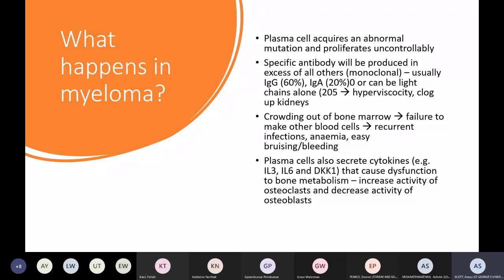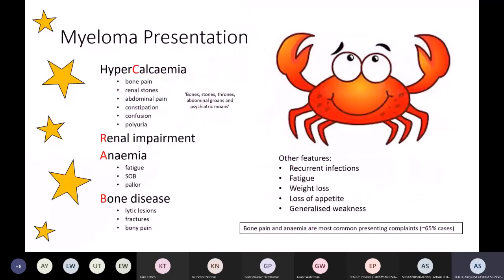And your plasma cells as well, they also secrete these kind of abnormal cytokines that mess up your bone metabolism. You don't really need to know much about that, but you just need to know the symptoms. So I wouldn't worry too much about the pathophys. But this is the slide. I put stars on it especially because this is the one to remember.